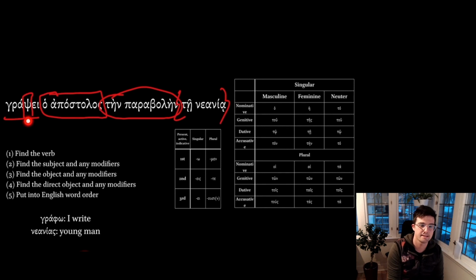Remember this ps sound there indicates the future, that we have a P plus a sigma that makes the psi, indicating the future, and it's third person singular. He, she, or it will write. The he, she, or it is the apostle in the nominative case. So the apostle will write the parable. This case, our accusative is tain parabolain, an accusative feminine singular, to a young man in the dative case as the indirect object.